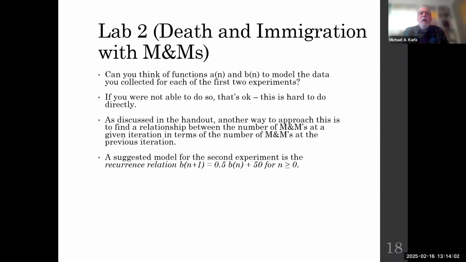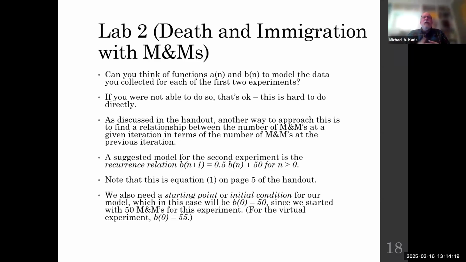Here's a suggested model for the second experiment. It's the recurrence relation b at n plus 1 equals 0.5 times b at n plus, okay, there's a typo there, that should be 10, for n bigger than or equal to 0. This is equation 1 on page 5 of the handout. We also need a starting point. At time step n equals 0, we had 50 M&Ms we started with. For the virtual experiment, b at 0 is 55.